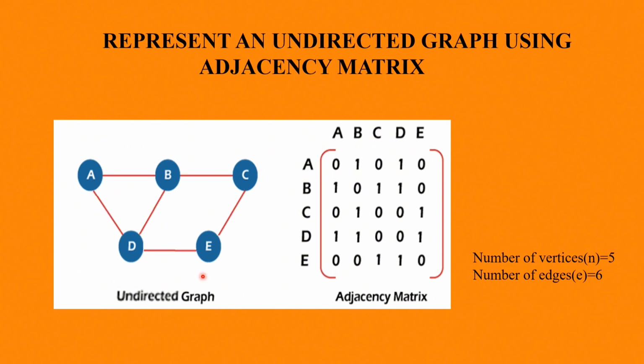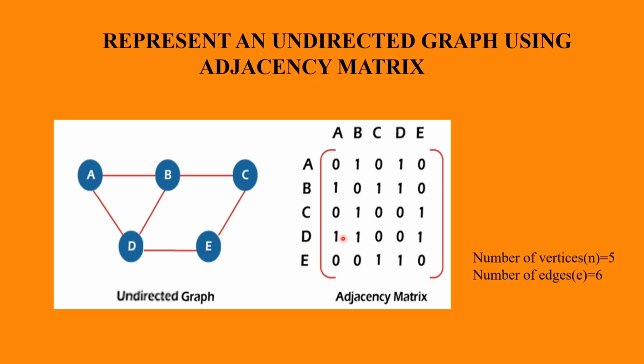This type of graph is called an undirected graph. It can go from A to B and B to A, so no directions are shown on these edges. First of all, you need to see how many vertices and how many edges are in this graph. So 5 vertices and 6 edges are in this graph. To represent this graph as an adjacency matrix, the matrix can be drawn in this way.